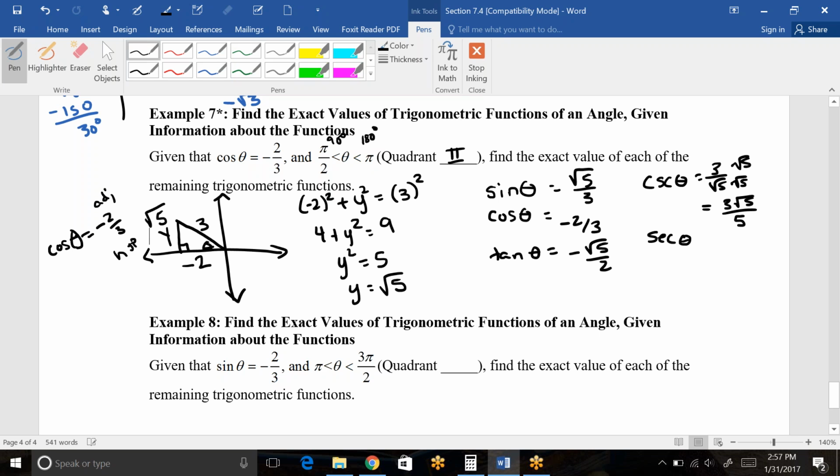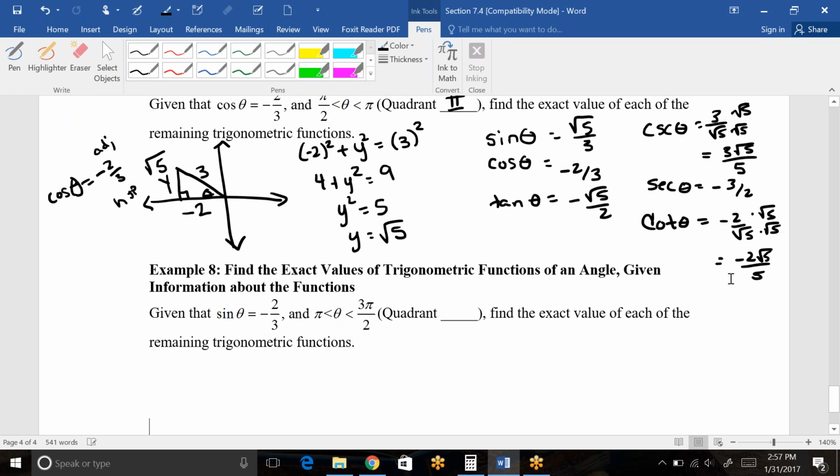Secant theta would be the reciprocal of cosine, so that'd be negative 3 halves. And cotangent of theta is the reciprocal of tangent. So negative 2 over the square root of 5, and again, you have to multiply the square root of 5 by square root of 5 to rationalize that. And anytime you multiply a square root times itself, the answer is just the number inside. So there are my 6 trig ratios.